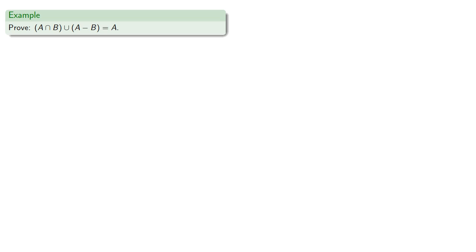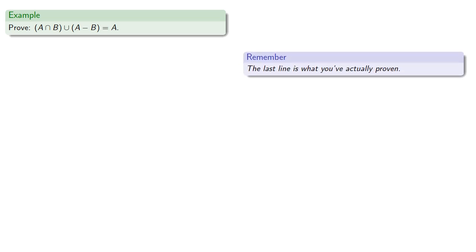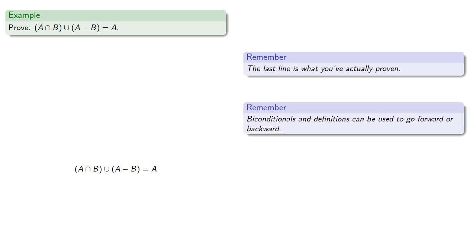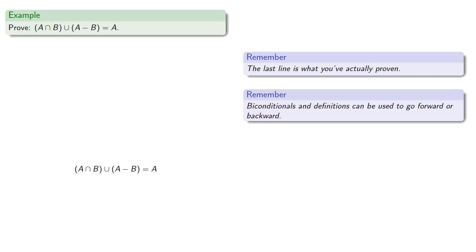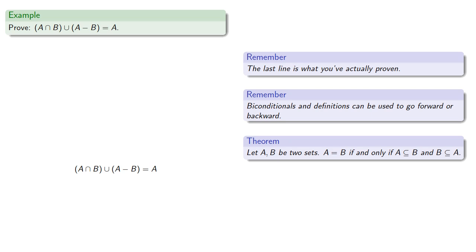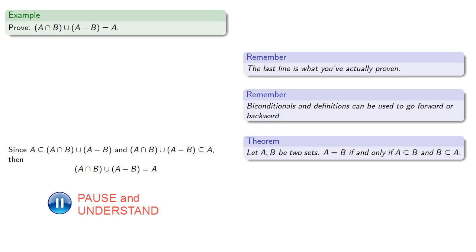So remember, the last line is what you've actually proven, and so we can actually write the last line. And now the value of a biconditional or a definition is that they can be used to go forward or backwards in a proof. And since this is the last line, we want to be able to go backwards. And we do have a biconditional we can use. If we can show that one is a subset of the other, we can then conclude that they are equal. Now, to get to this line, which is our next to last line, we do need to show that each is a subset of the other. So we actually need to do two sub-proofs.